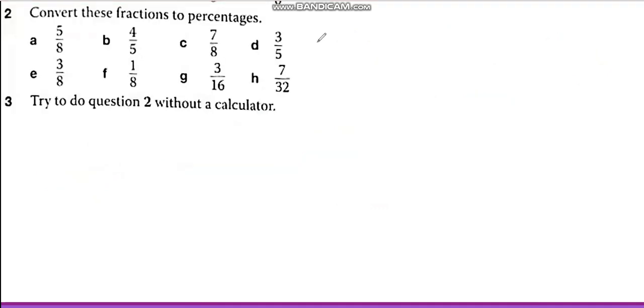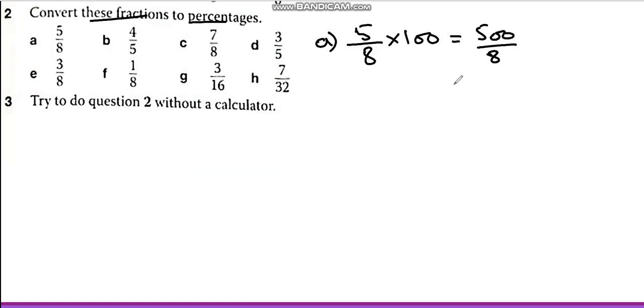In question number 2, they want us to convert the fractions into percentages. So again, we will use the same strategy that we can easily convert fractions. I'm doing A part here. I will just multiply with 100. So I will get 500 over 8. And now if I divide 500 upon 8, I get 62.5. So similarly, you can convert the remaining fractions into percentages by multiplying with 100. And it's a very simple process.